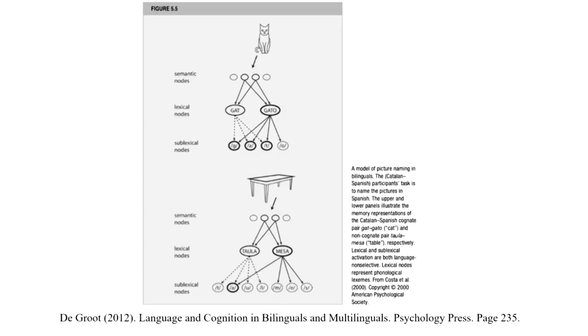You can look at this model here. At the top, you are looking at cognate level representations, gat and gato in Spanish and Catalan, whereas you have two other things, taula and mesa, which are basically words for the concept of table, but are non-cognate. You can see here that the way processing really happens in cognates, because they also share sublexical phonological codes, is different from non-cognate activation, because they are not sharing the sublexical phonological nodes. So the processing is happening slightly differently.